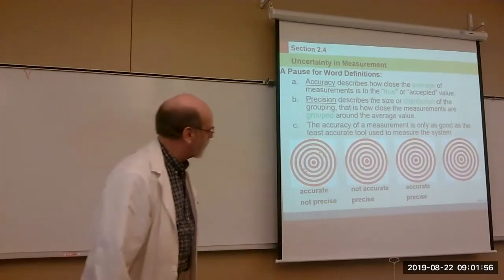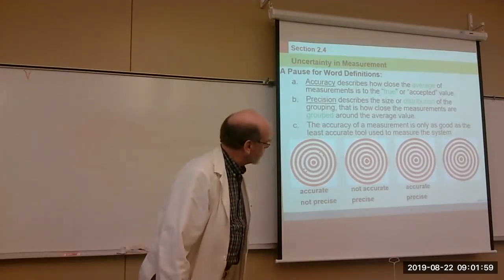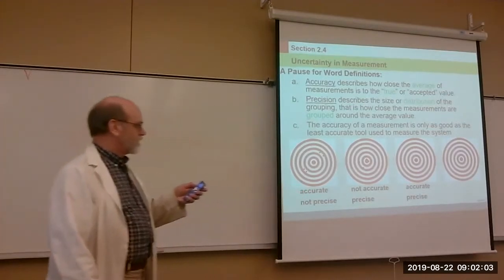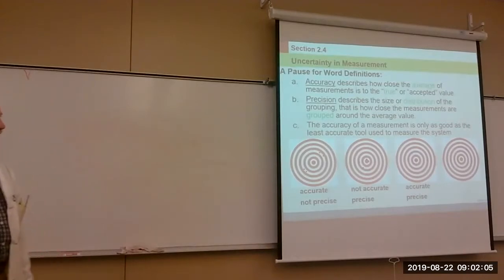Where are my marks? They're on red, so it's kind of hard to see them. Oh, there's one there, one there, one there, one there. So you average those together, nowhere near the bullseye, and the pattern is so spread out, it's not precise either. Okay, those are your four choices.